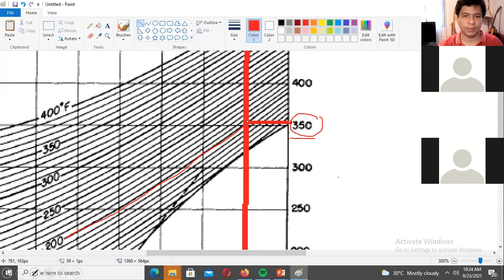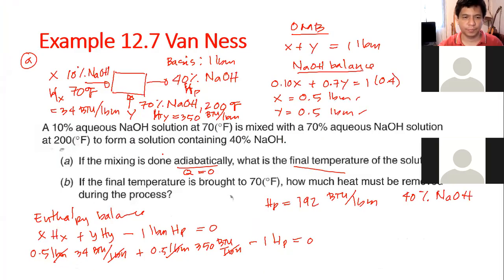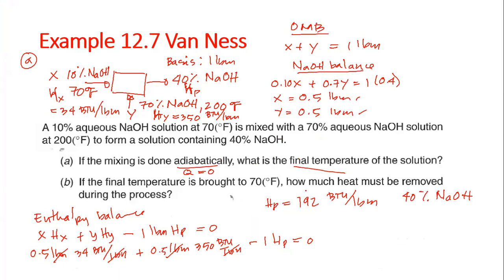Let's go back and try to answer letter B. Letter B: if the temperature is brought to 70 degrees Fahrenheit, how much heat must be removed during the process? For letter B, it's no longer adiabatic, so we now have a value of Q. This will probably make it clearer.